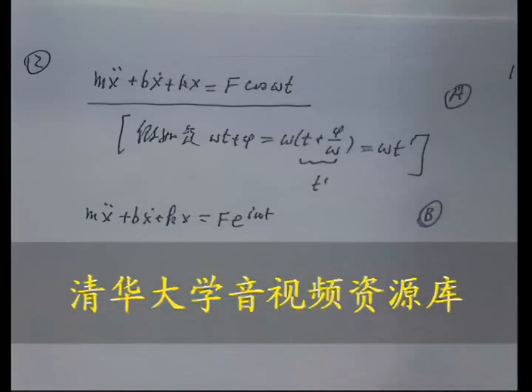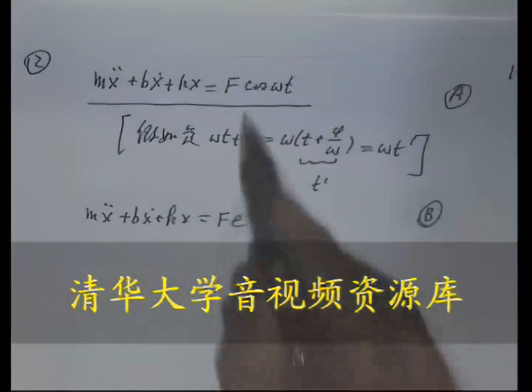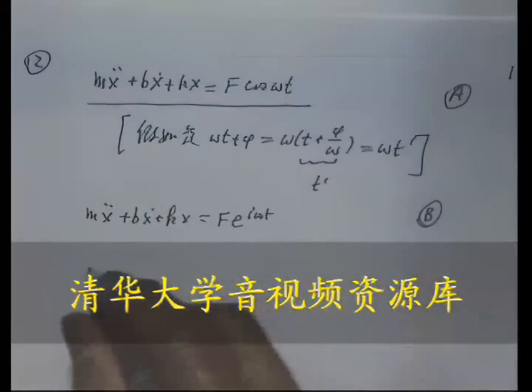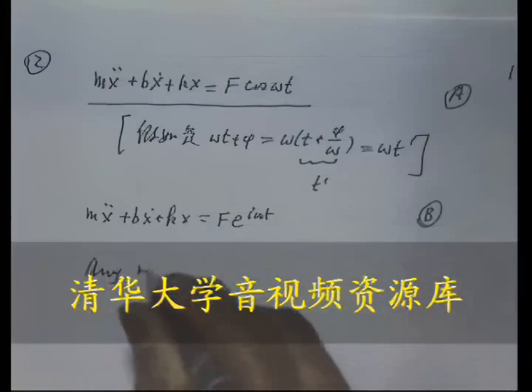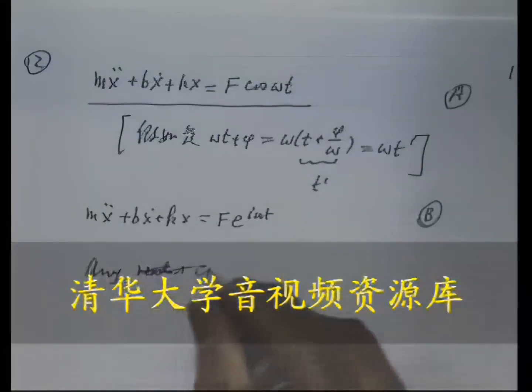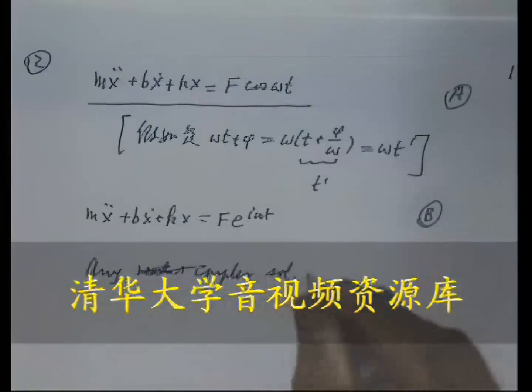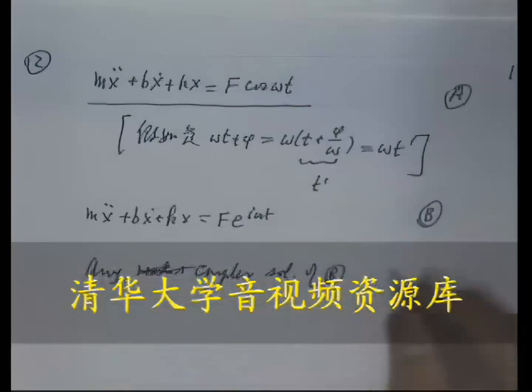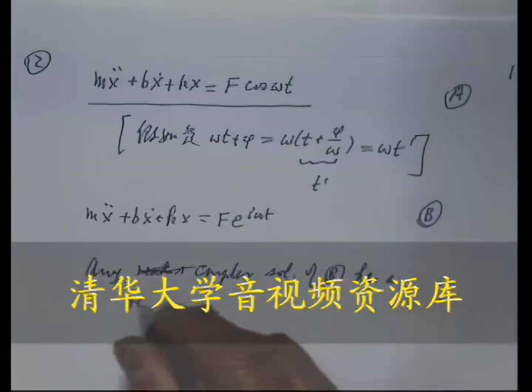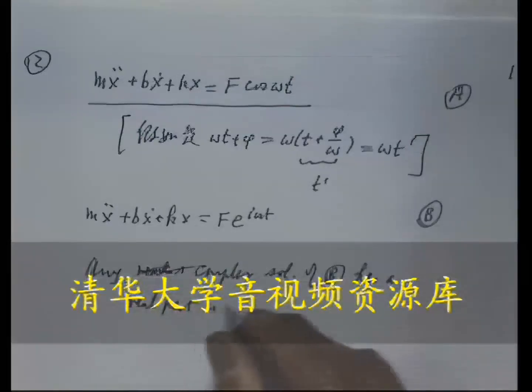I did not make clear why I can go from A to B. Now I want to make that clear. Suppose you solve this equation. After you solve it, you take the real part of your solution x. Then this becomes you take the real part of this equation. The left side looks like this. The right side becomes this. So, any complex solution of B has a real part which satisfies A.